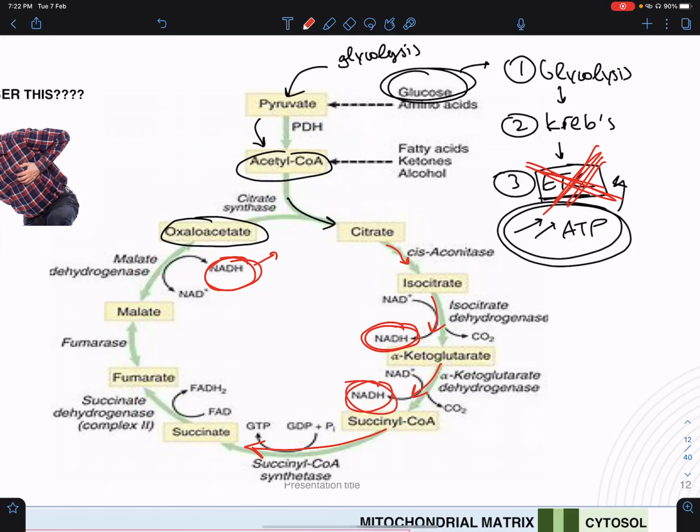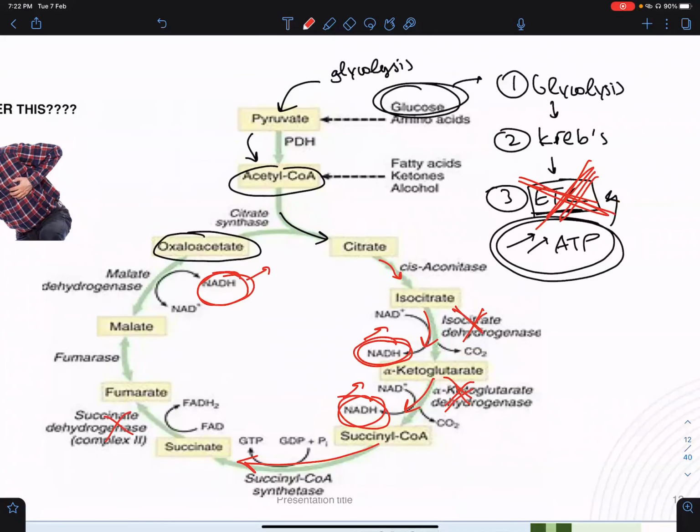So the accumulation of all of these is going to inhibit all the enzymes in the middle. You don't need to know the names, just know the concept in general. So this accumulation of NADH inhibits the enzymes in between. This causes the accumulation of citrate. So then again, why am I saying all of this? Because this is what kickstarts fatty acid synthesis.